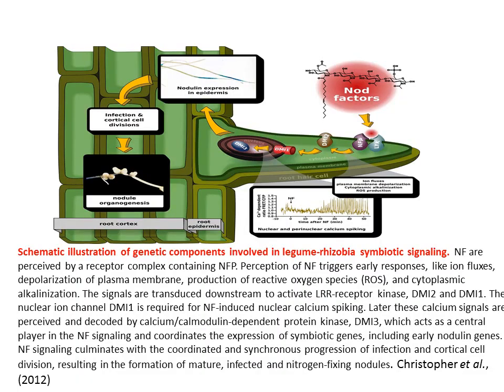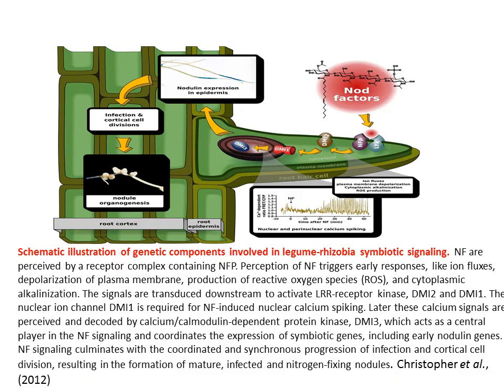And this is also one of the models illustrated by Christopher et al. in 2012. This is the schematic illustration of the genetic components involved in legume rhizobium symbiotic signaling. So how the signaling happens between the leguminous plant and the rhizobium has been illustrated by Christopher et al. According to this model, the nod factor synthesized by the rhizobial cells is perceived by the receptor complex present on the surface of the host cell.